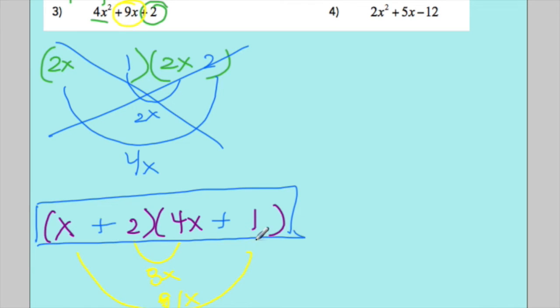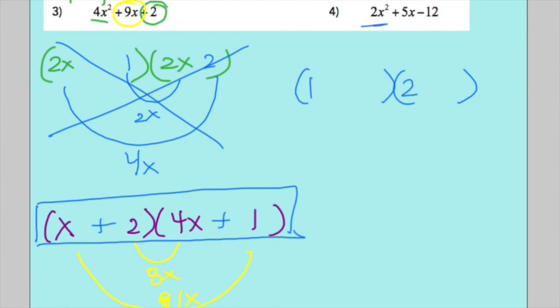I promise the more that you do of these, the quicker it will get. Even quicker than using the box method. So try and use this. Okay. Moving on to 4. 2 sets of parentheses. My A term is 2. Nice thing about 2 is it's only 2 and 1. So 1 times 2. Then I have 12.